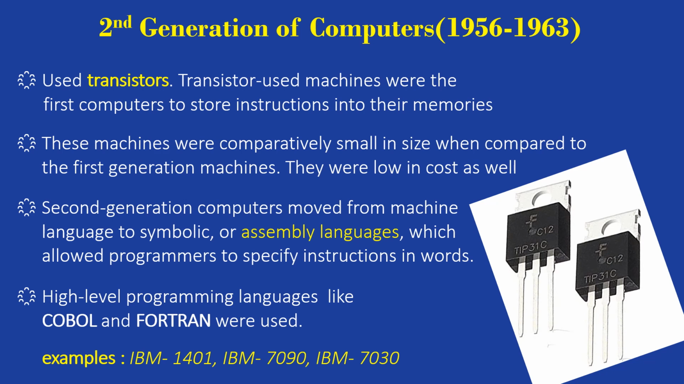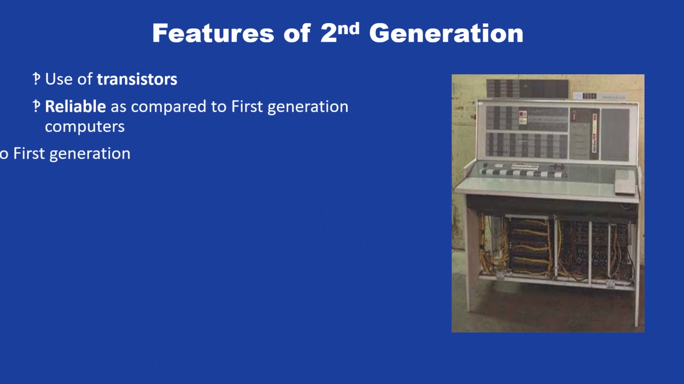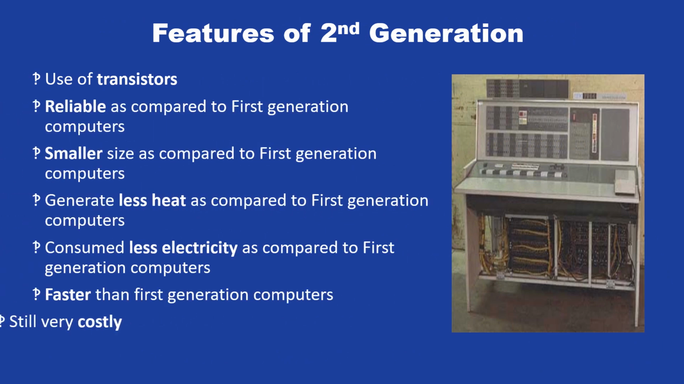When we compare the first generation computers with this generation, they were small in size and low in cost as well. And also, instead of machine language, they used assembly languages. And they introduced some high-level languages as well, such as COBOL and Fortran. And this generation's computer samples are IBM computers. So, these are the common features of second generation computers.